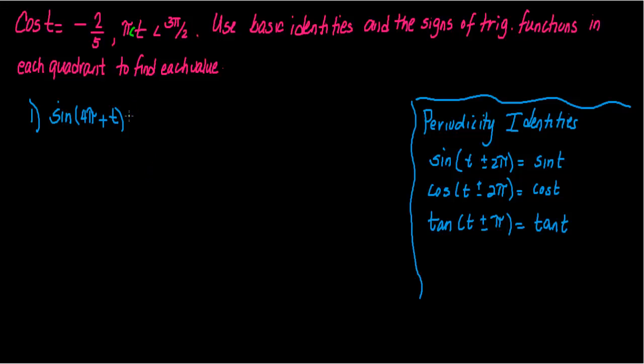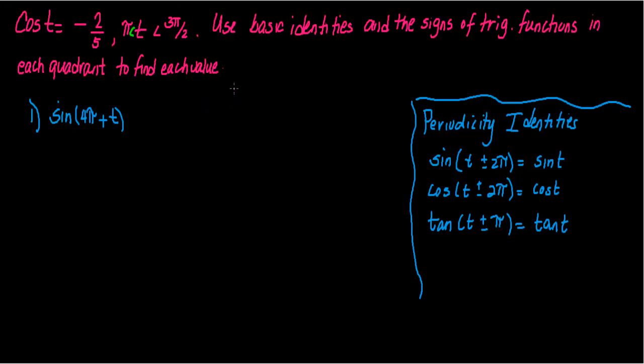This example is just like the one in the previous video where we're given a trig function. It tells us where that angle is on the coordinate plane and tells us to use basic identities and the signs of the trig functions in each quadrant to find each value. It's giving us sine of 4 pi plus t, and it wants us to tell what this value is given this information. In our last video we had located this in the coordinate plane.